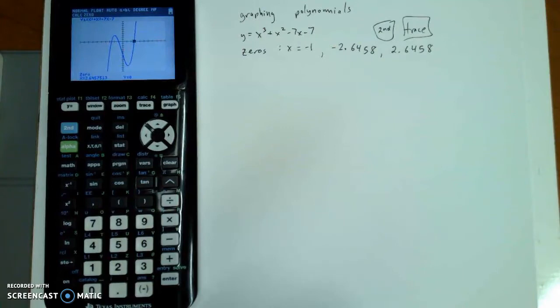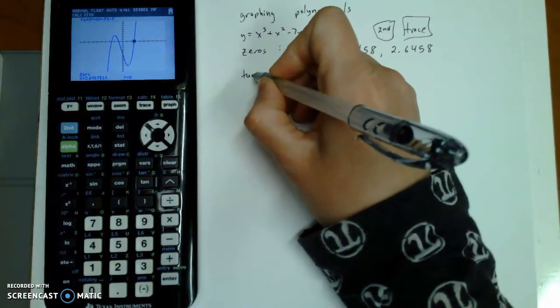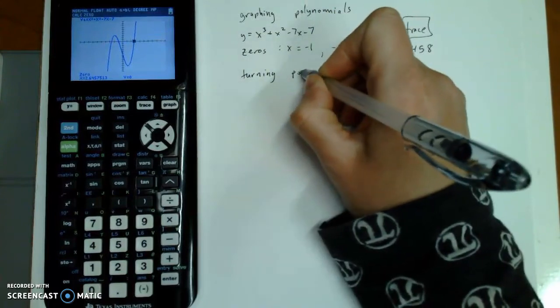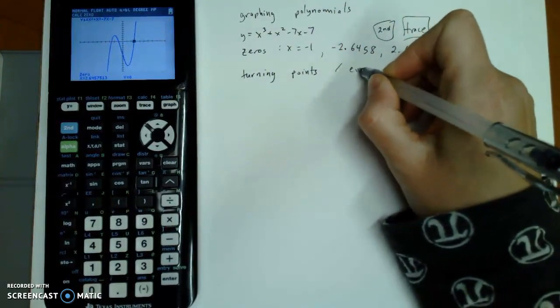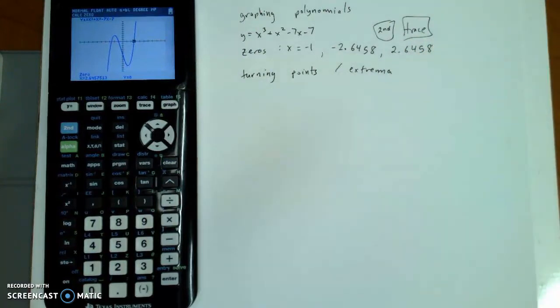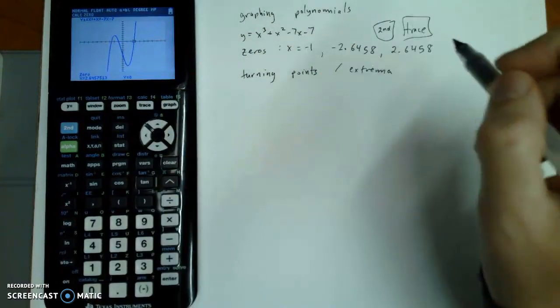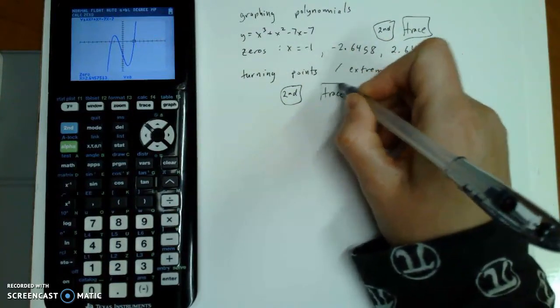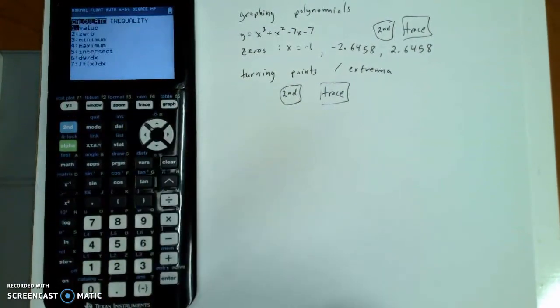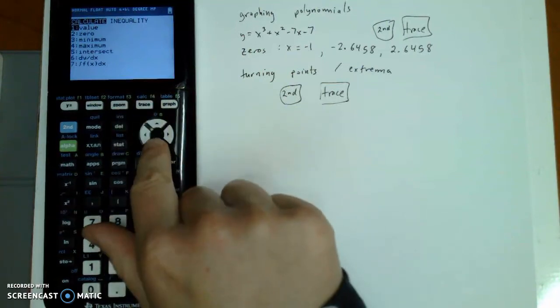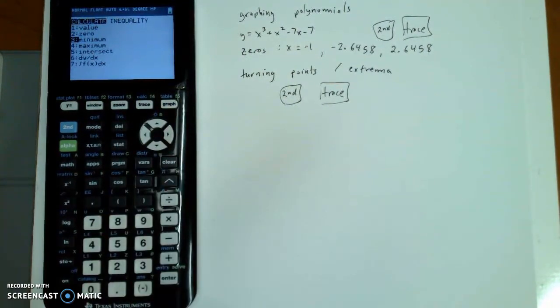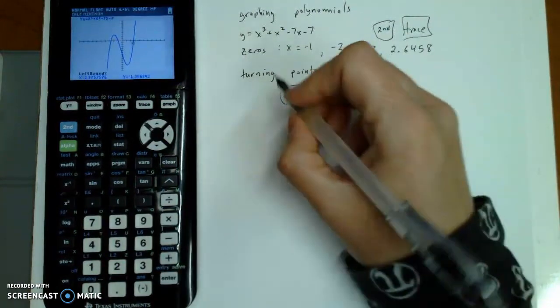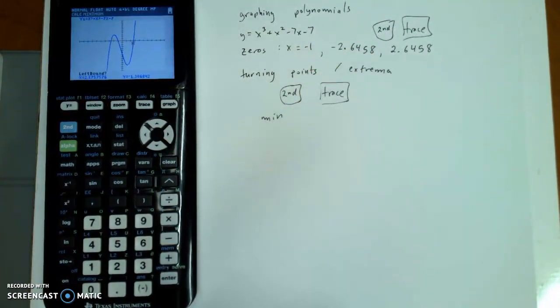One of the other things that we'd like to know are finding turning points, which are also called extrema. I am going to go to that calc menu again. So let's hit second and trace. So here I'm looking for either a minimum or a maximum. Let's go ahead and do minimum first. It doesn't really matter which one we do first. So I'm picking minimum. And once again, it's going to be asking me for the bounds.